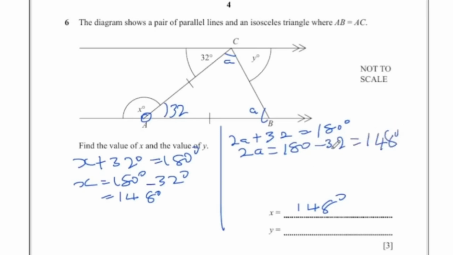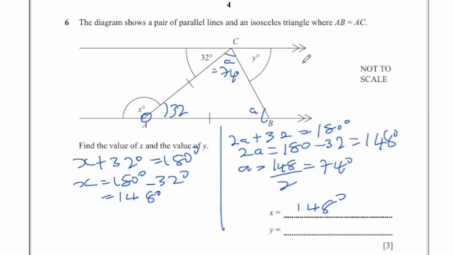The reason is the exterior angle of a triangle is equal to the sum of the interior opposite angles. So we didn't need to actually do this. We could have known that these two angles sum up to 148 degrees. So from here, we could simply say a is equal to 148 over 2, which gives us 74 degrees. So clearly, this angle here is equal to 74 degrees.